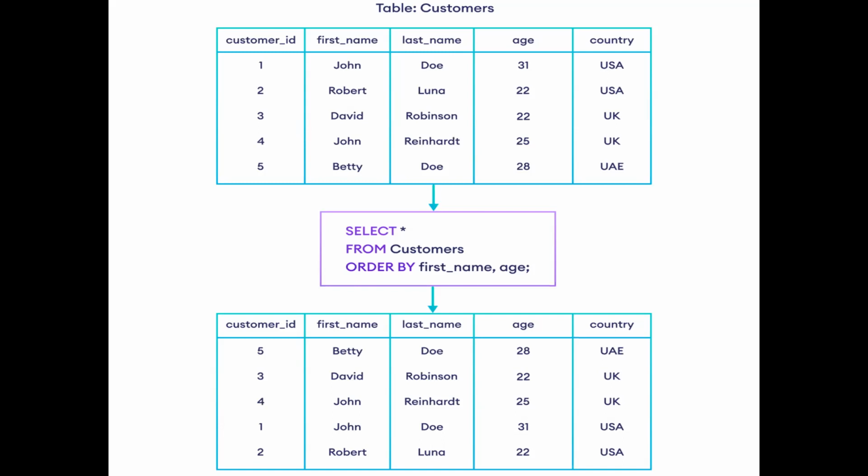Among these ones, you will find that Betty is 28. She will come first. David is 22, and then will come, and then John, and so on. Which means that the most important thing here is it first of all looks at the first criteria. Then assuming that we had John Reinhardt and John Doe at the same time, that is why it will now go to the second condition of ordering based on age. That's why you'll find that John Reinhardt 25 comes before the 31. Is it clear?